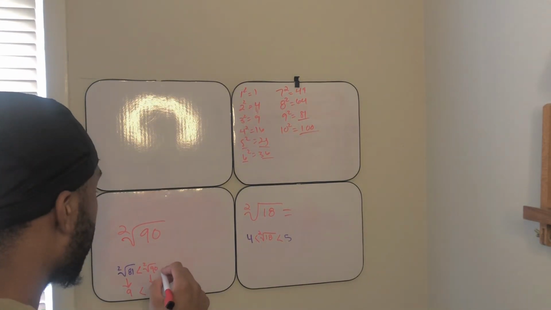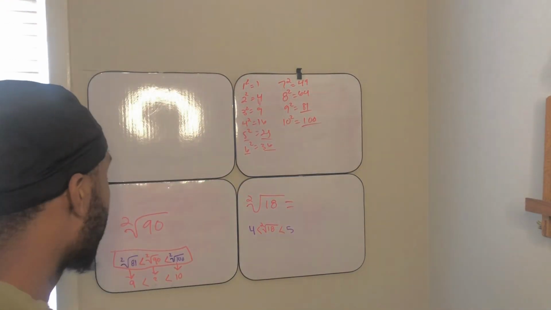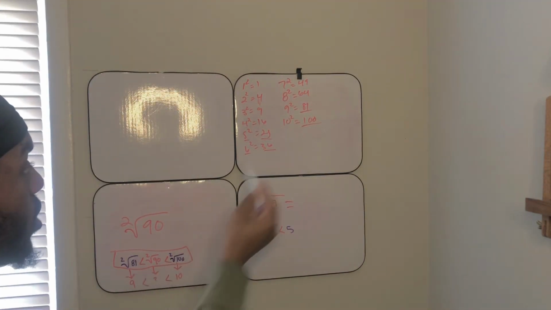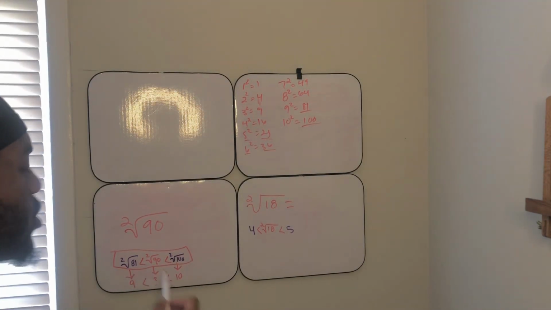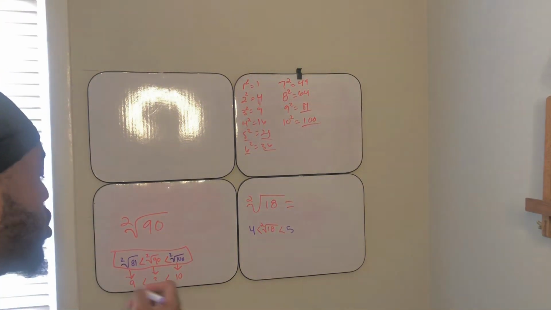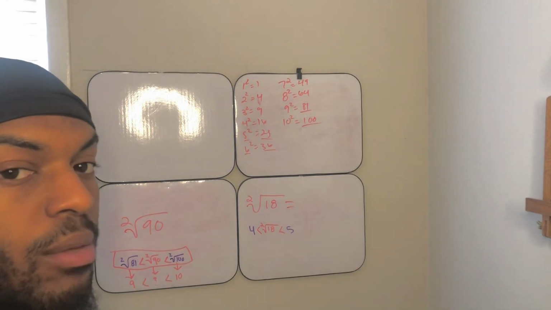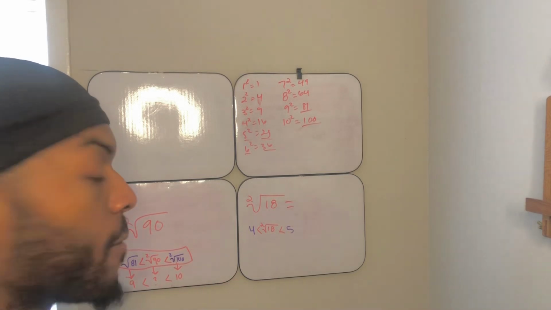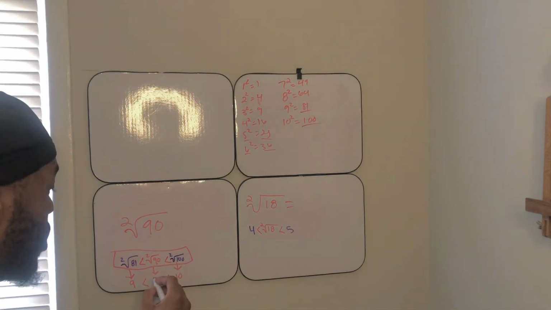And at the same time, what I was saying was, we already know that the square root of 81 is going to be 9. So if we take the square root of 90, we know it's going to be a little bit bigger than the number 9. We don't know exactly what it's going to be, but it's going to be bigger than 9. So we put that little question mark right here.